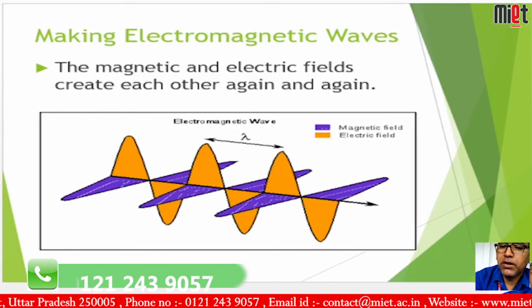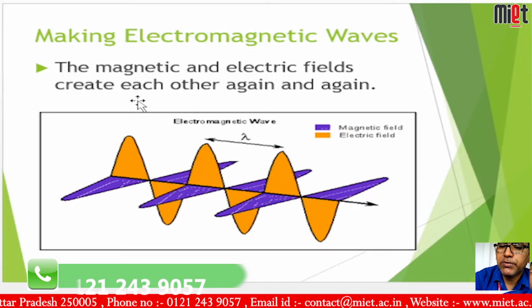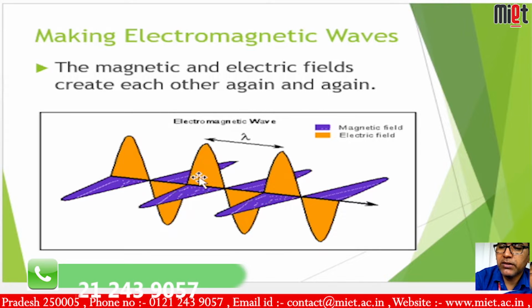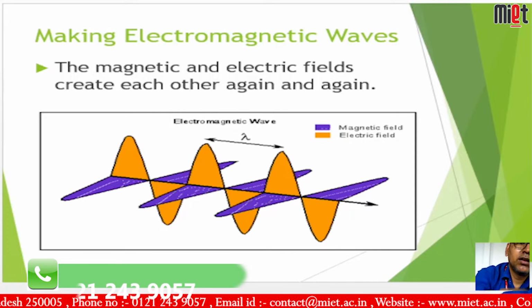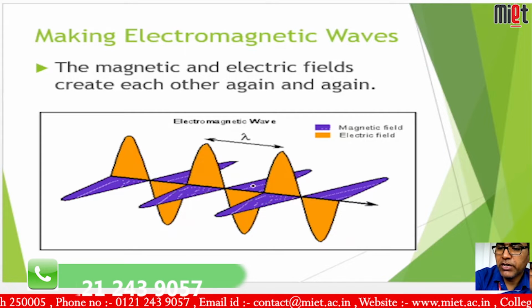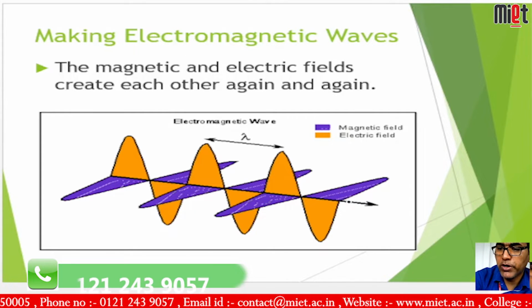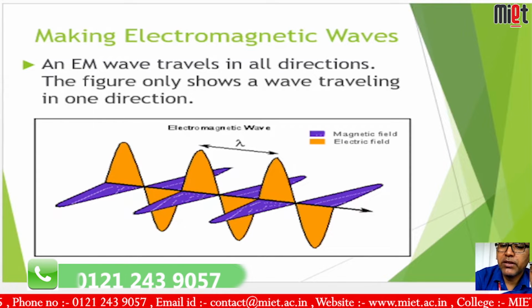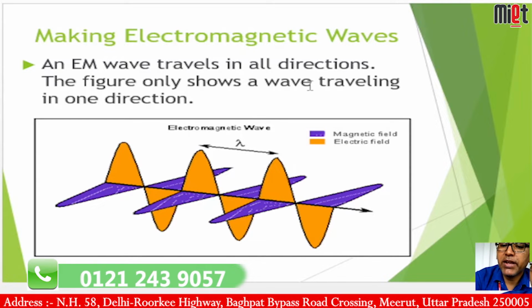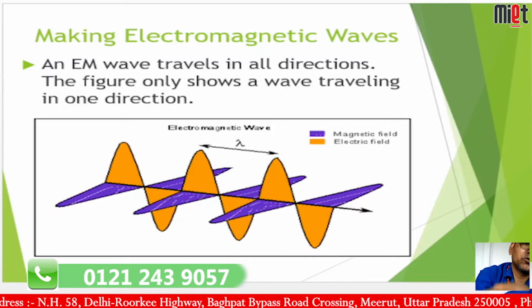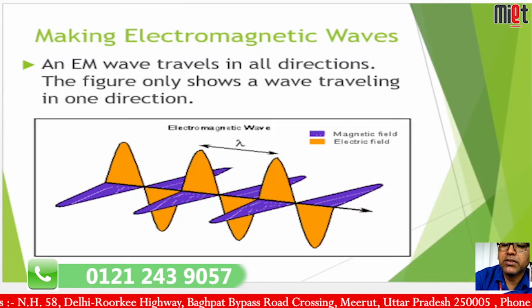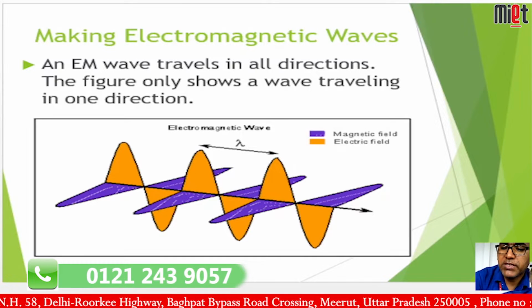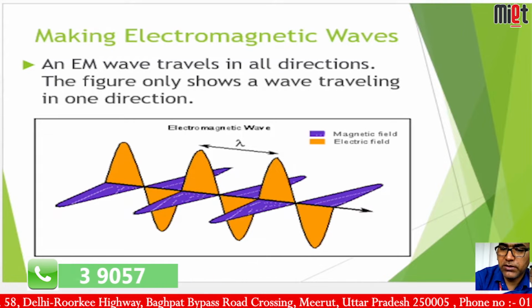In this diagram, you can see that magnetic and electric fields create each other again and again, and this process will keep on going, and the electromagnetic wave will propagate along the space. This is again the same thing. The electromagnetic wave travels in all directions. Electromagnetic wave actually propagates in all directions, and for the sake of convenience, only one direction is shown here.